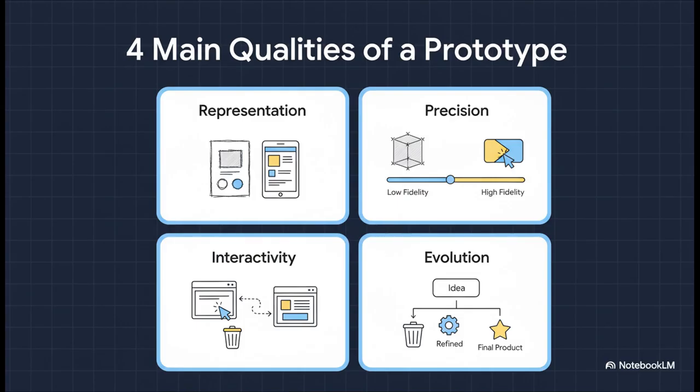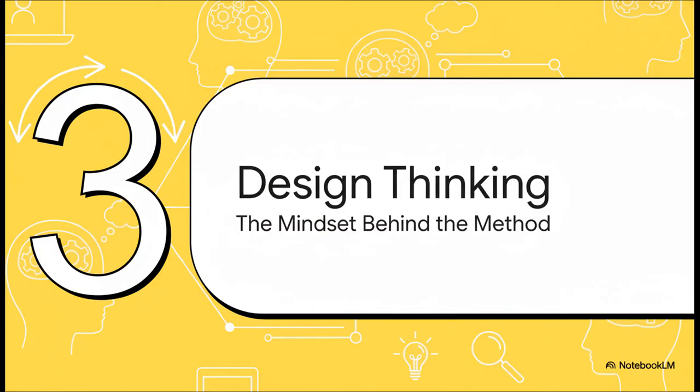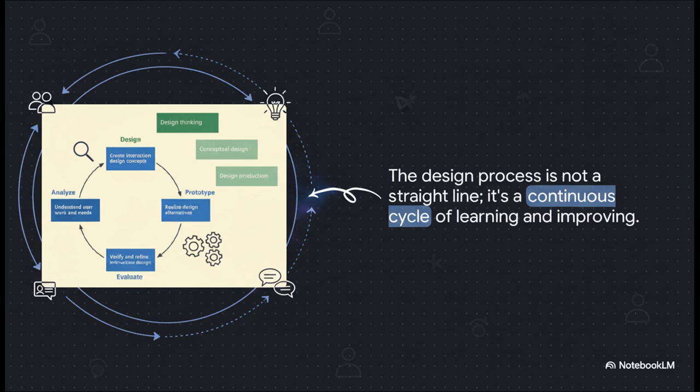So, we've talked about the what, the things you actually make during the design process. But what about the philosophy that guides all of it? You know, the why. That, my friends, is where we get into the design thinking mindset. The most critical thing to get about design thinking is that it is not a straight line. You don't just do step 1, then step 2, then step 3, and you're done. No way. As you can see here, it's a loop, a constant cycle.